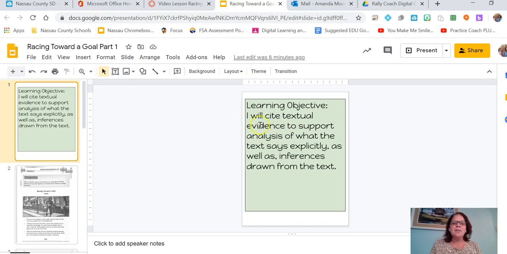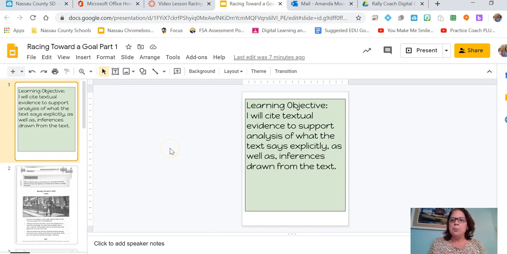So when you cite text evidence, that means you're going into the story and you're finding evidence, and when you're citing it, you're putting quotation marks around it and you're giving credit to the author or the title of the story. And when you're finding text evidence, you're going to analyze what it says explicitly. That means right in the story, or you might have to draw some inferences. And remember, whenever you draw inferences, you're taking your background knowledge, which you already know, and what you're learning from the story, and you're putting them together to come up with an inference.